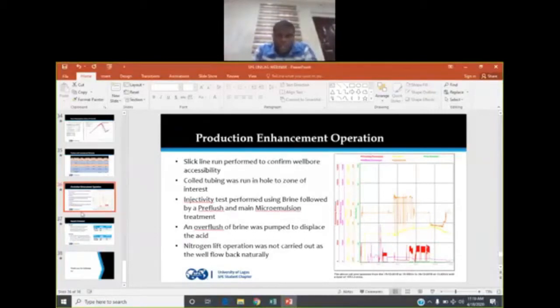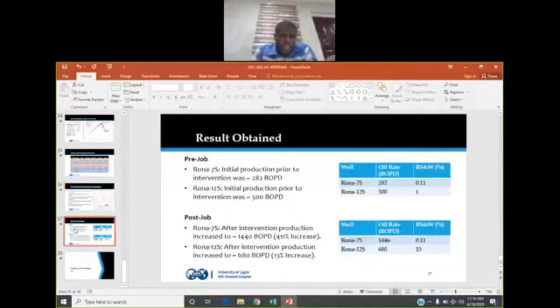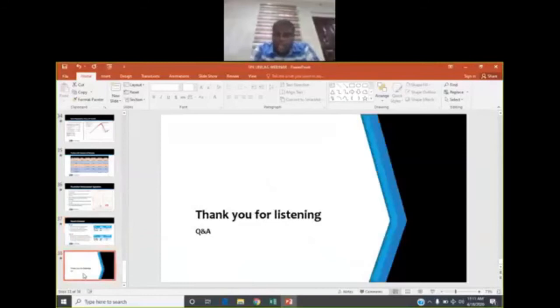The result we obtained was encouraging. The initial rate for well 7, for example, was 282 barrels of oil, but after the stimulation, the production increased to 1,400 barrels of oil. For well 12, from 500 to about 700 barrels of oil. So the result we got from the combo stimulation was encouraging, and the one from well 7 was phenomenal. For well 7, we are still enjoying the increase in production even until this moment. So thank you for listening.